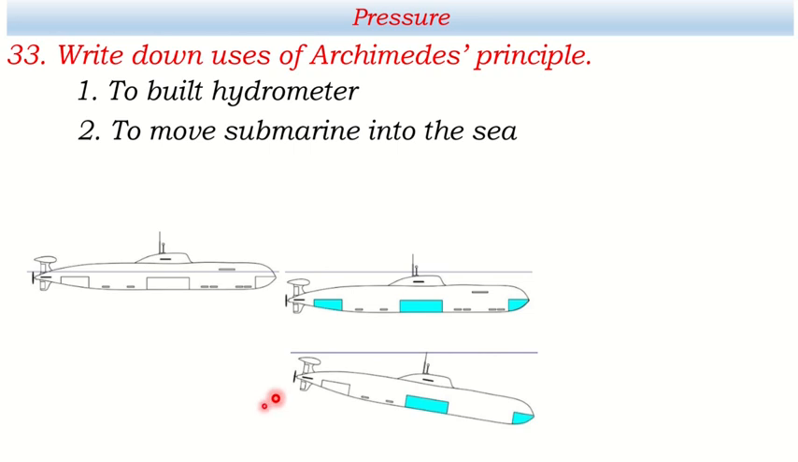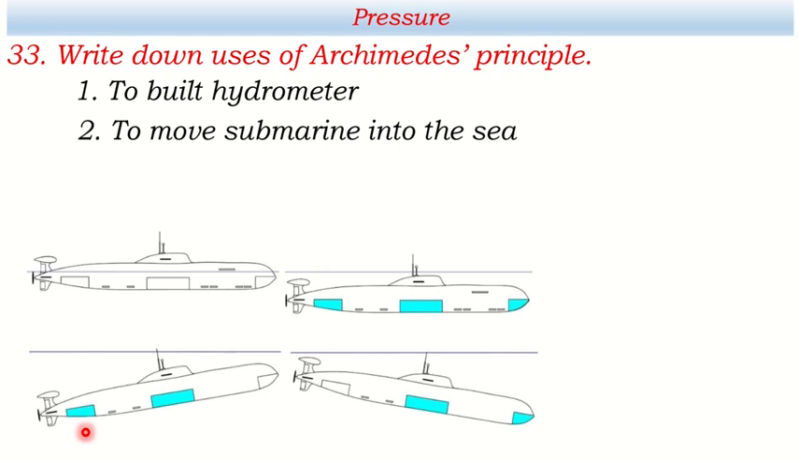But if we have to come upward, then the lateral part of the submarine should be filled with water. I mean to say, the blast tank should be filled with water and then it turns towards the upward direction. This way the submarine can move in the sea, and at this time it follows Archimedes principle.